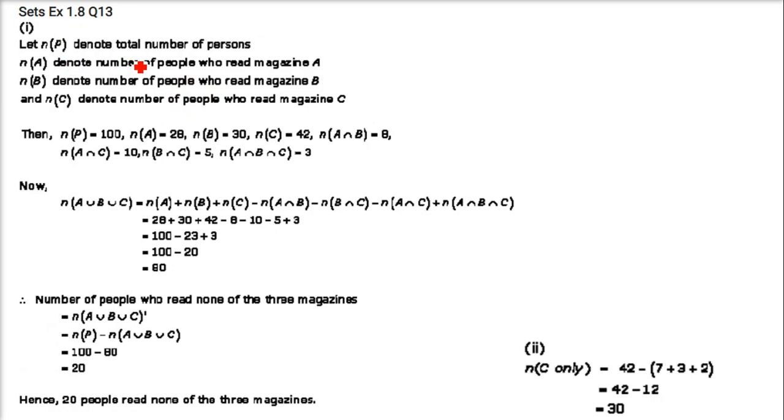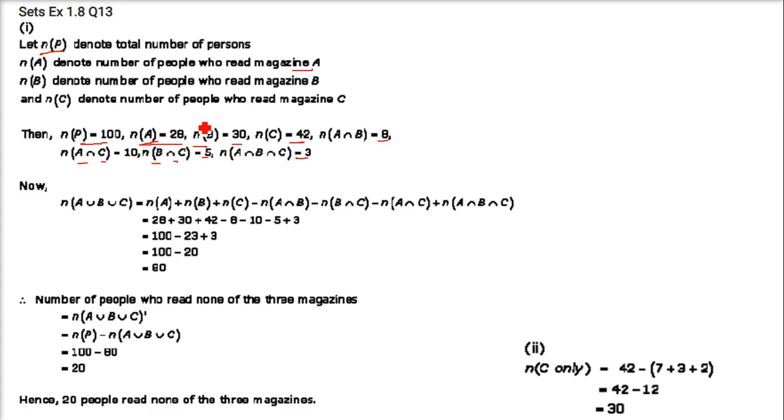Now, in a survey of 100 people, it was found that 28 read magazine A. So say n(P) is the total number of persons, and n(A) is the number of people who read magazine A. So n(A) is 28, and total n(P) is 100, right? 30 read magazine B. Then 8 read magazines A and B, A intersection B. Magazine C: 42 read magazine C. A intersection C is 10, so 10 read magazines A and C. 5 read magazines B and C. And finally, 3 read all the magazines, so A intersection B intersection C is 3.